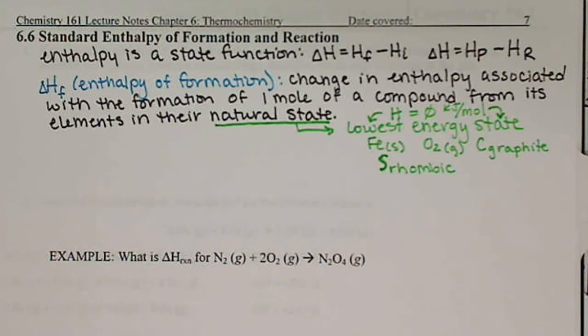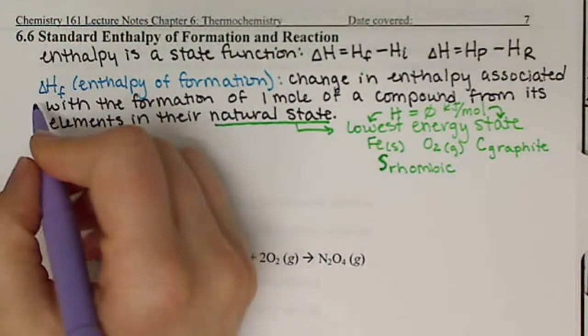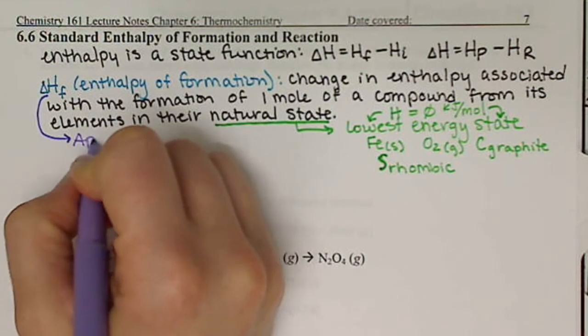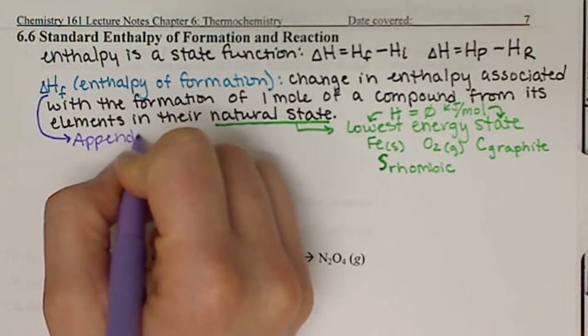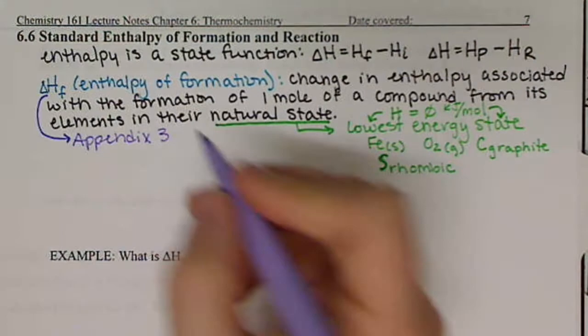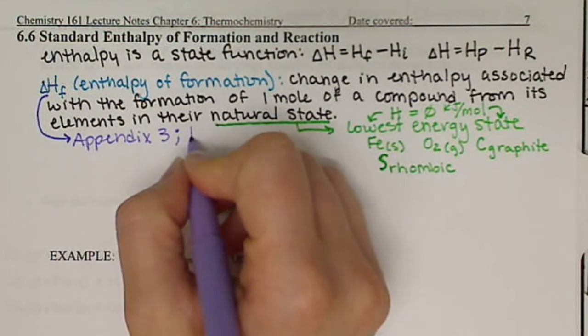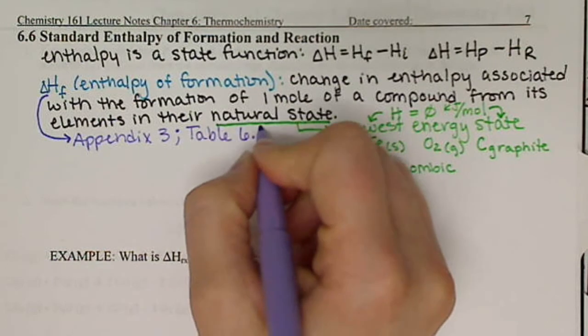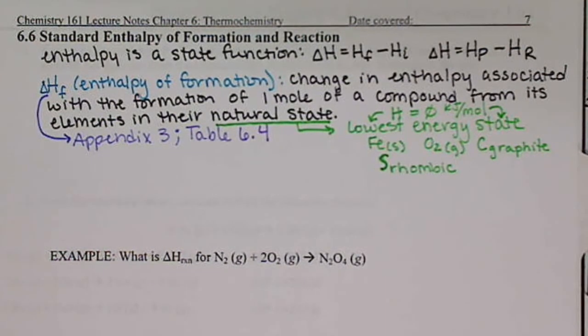All right. If you wanted to work with these in an example, we can look up these delta H values in tables. So Appendix 3, as well as there are some listed in Table 6.4. So two places that you can look for delta H of formation values.